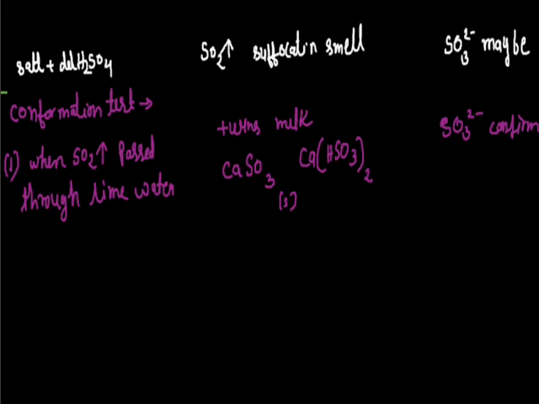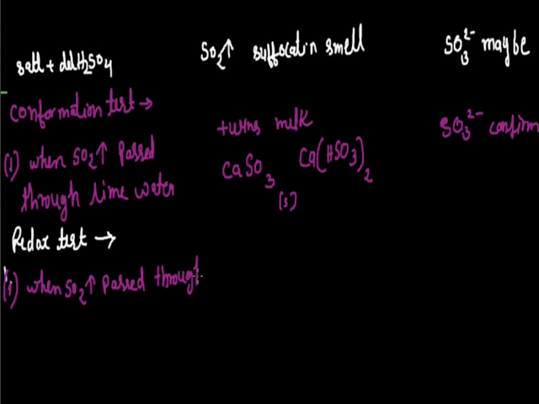So we use the redox test for this. There are two redox tests. The first: when SO2 gas is passed through KMnO4 solution, which is violet in color, then in the case of SO2 it becomes decolorized, and the color is not decolorized in the case of CO2 gas.